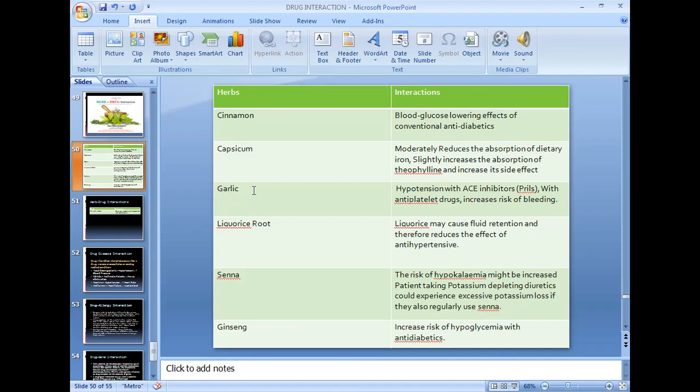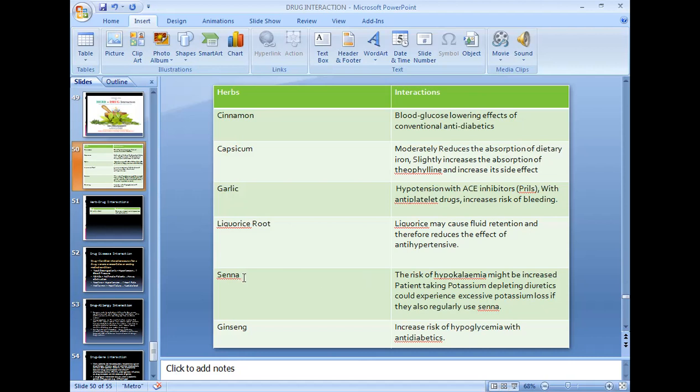Garlic, which is a commonly used anti-hypertensive herb, when taken with an ACE inhibitor, there will be chances of hypotension. And when it is taken with an anti-platelet drug, there will be increased risk of bleeding. Licorice root, when taken with an antihypertensive drug, reduces the effect of the antihypertensive drug.